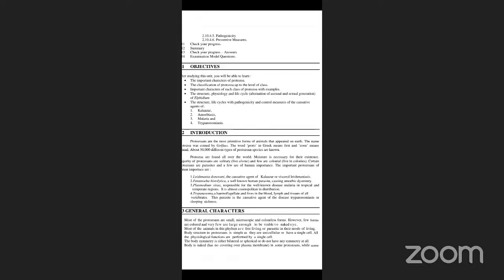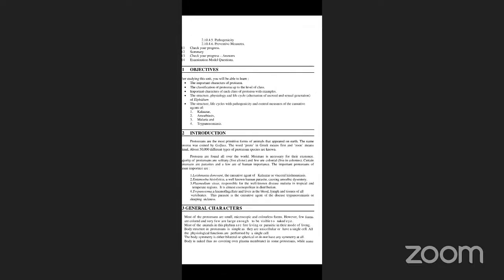So protozoans are the most primitive forms of animal. They belong to the animal kingdom, but they are very primitive. They appeared at a very early stage on Earth. The term protozoan was coined by Goldfuss. Proto means first, zoon means animal. So it's the first animal to appear on Earth. That is initial. About 50,000 different types of protozoans have been identified till now.